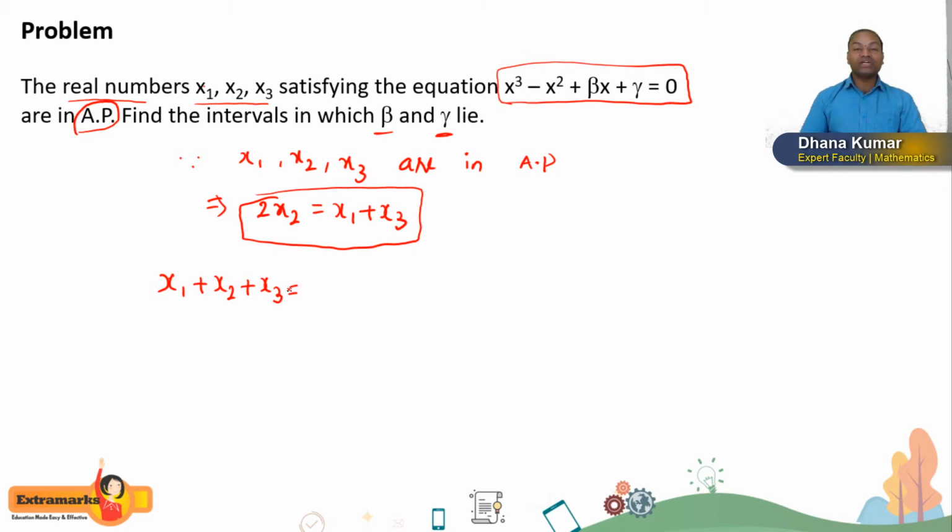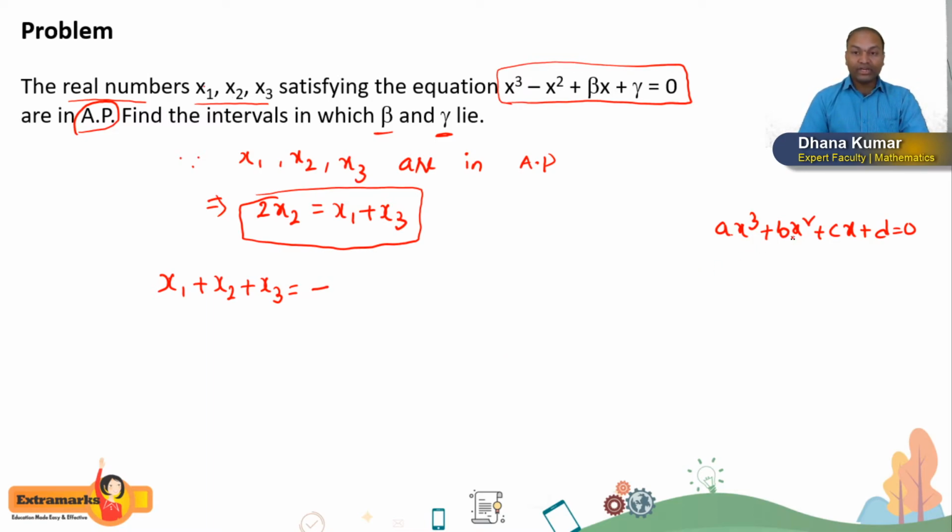Sum of the roots formula is what? Sum of the roots formula is actually minus b by a. Suppose the given equation is ax cube plus bx square plus cx plus d is equal to 0, with 3 roots. Then the sum of the roots formula will be minus b by a. So minus b means what?